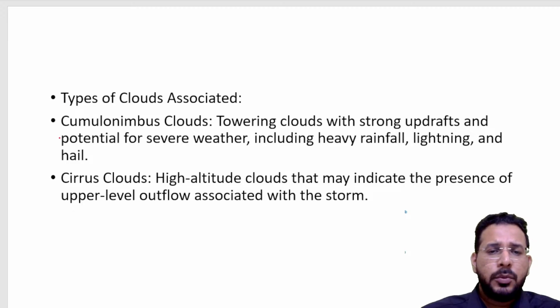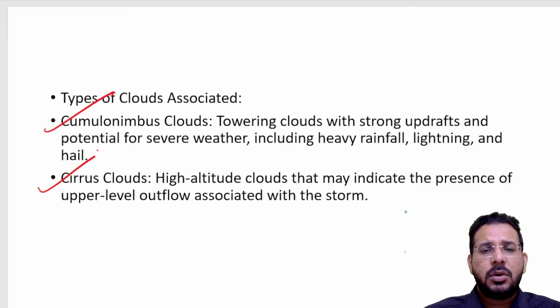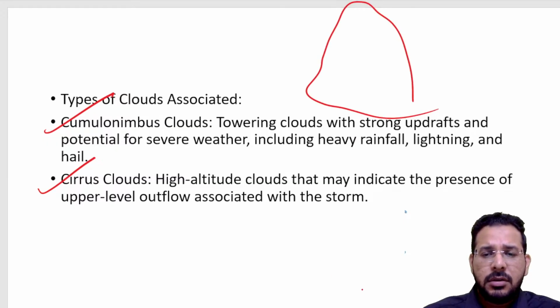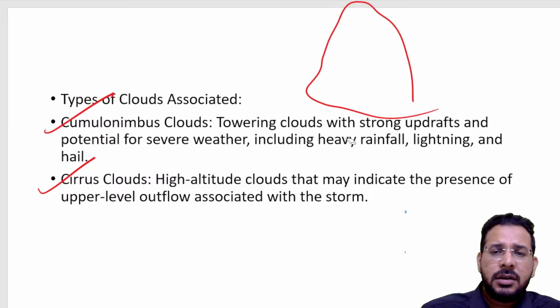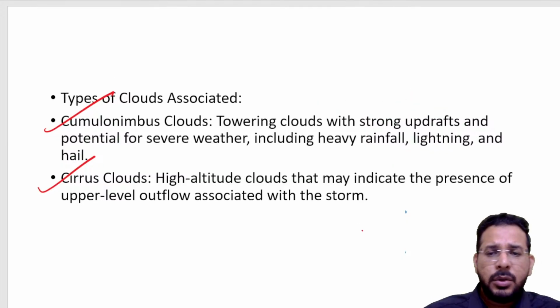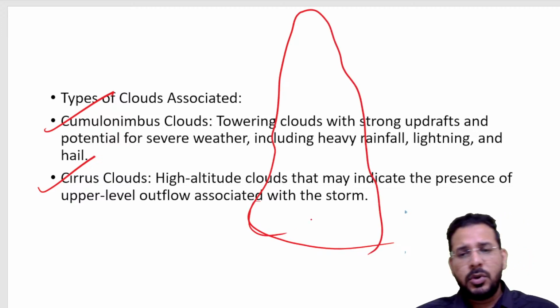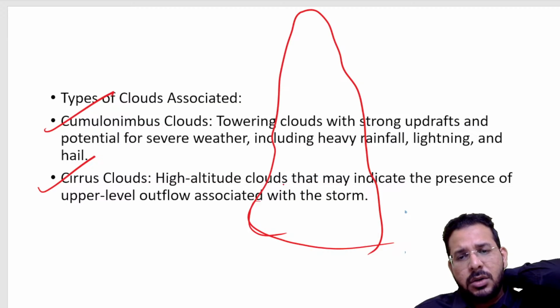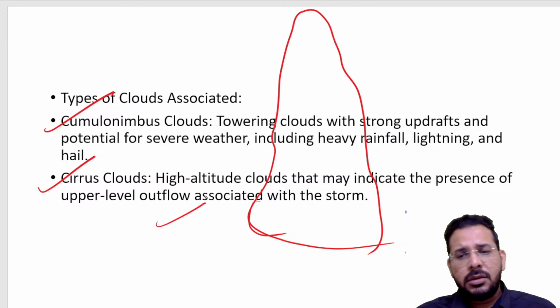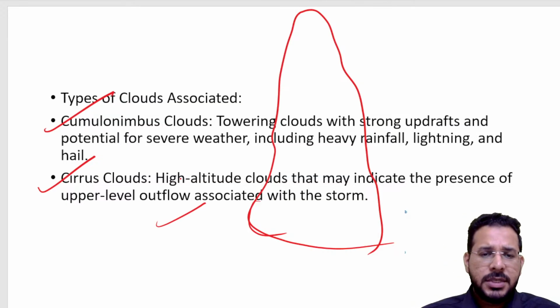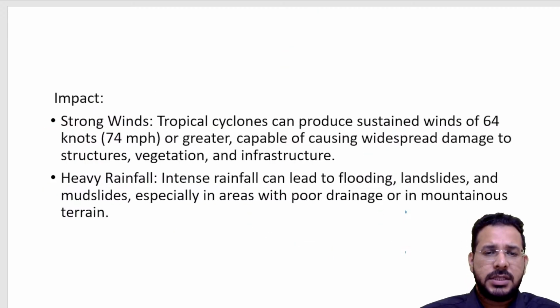So we can have cumulonimbus clouds, cirrus clouds, etc. Cumulonimbus clouds are the lofty, towering clouds, which tower to a huge height. A cloud in this way is called a cumulonimbus cloud. Cirrus clouds are also rain-bearing clouds. They are also present in a cyclone in the peripheries.